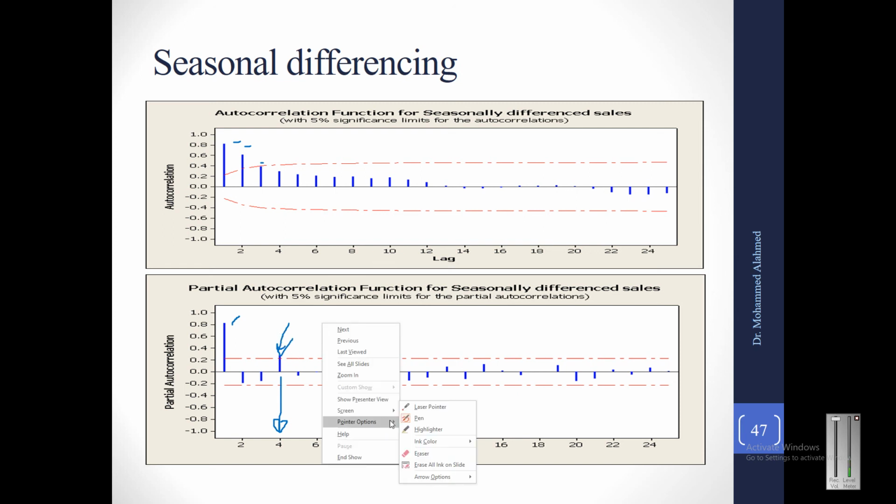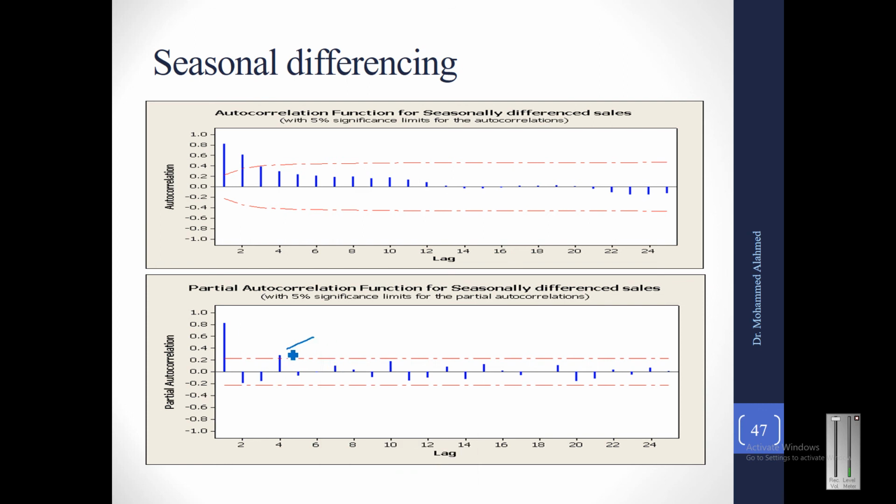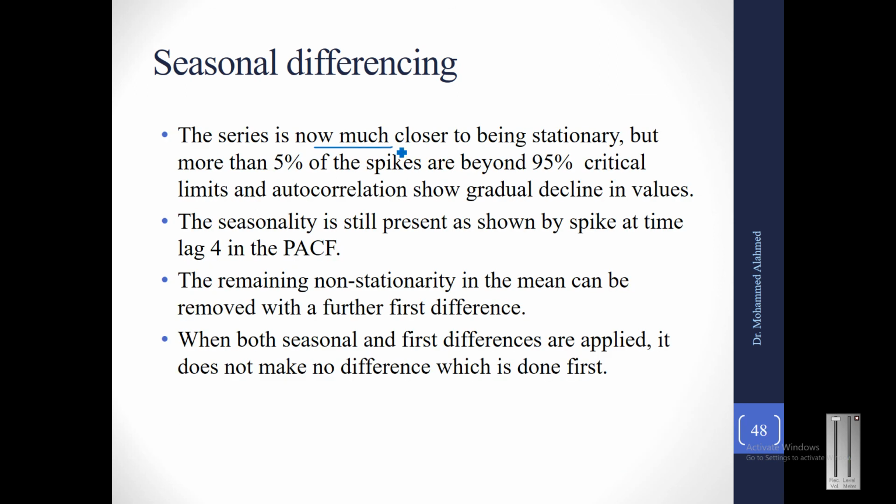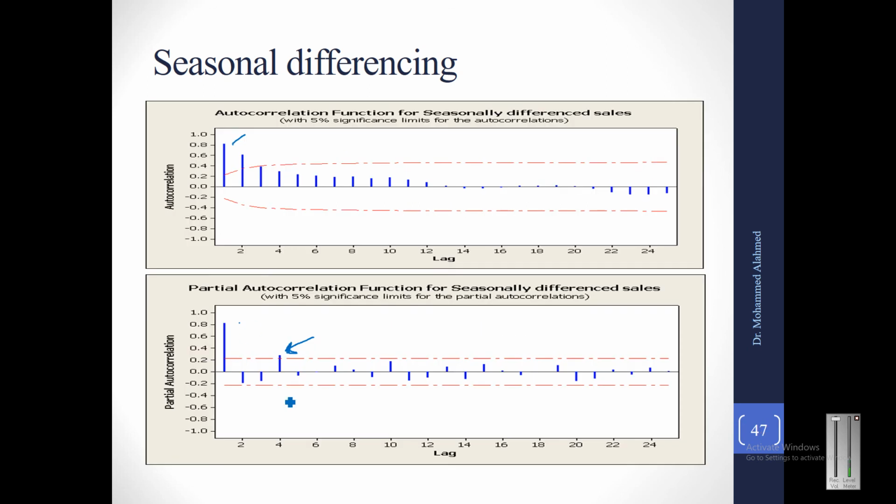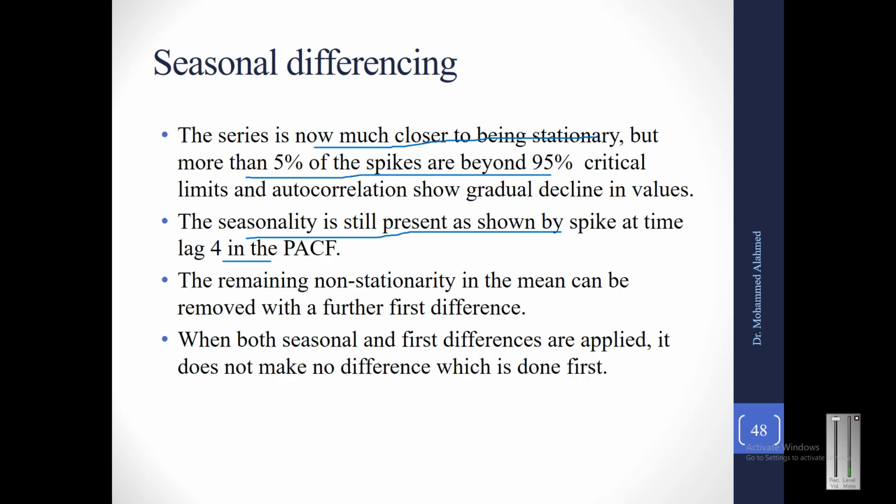Let me just clear all the ink and have an observation here. There is some seasonality which is still left here. All other points are below this interval, right? So the series is much closer to being stationary, but more than 5% of the spikes are beyond 95%, right? So seasonality is still present in the spike shown at lag 4. You can again see this is at lag 4, the PACF, it is still above 0, right? So showing that it has a significant value.